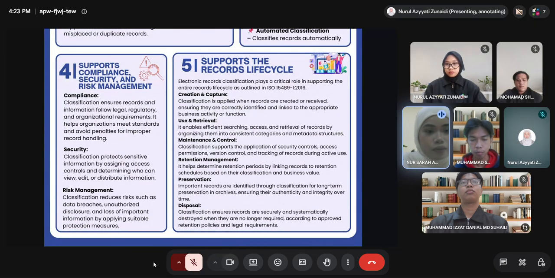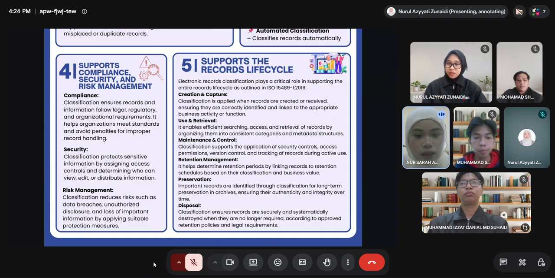Next is supports compliance, security, and risk management. Information classification helps organizations organize and protect information according to its sensitivity and importance. This supports compliance, security, and risk management by ensuring that records and data are handled appropriately. First is compliance. Classification ensures records and information follow legal, regulatory, and organizational requirements. It helps organizations meet standards and avoid penalties for improper record handling.